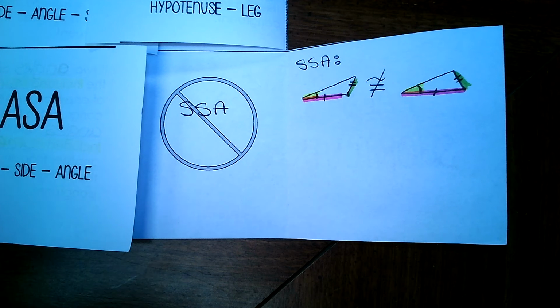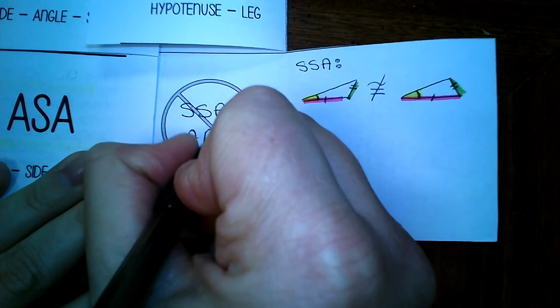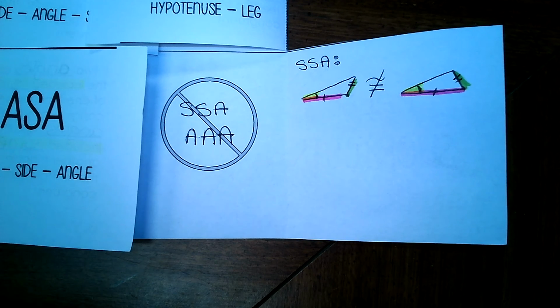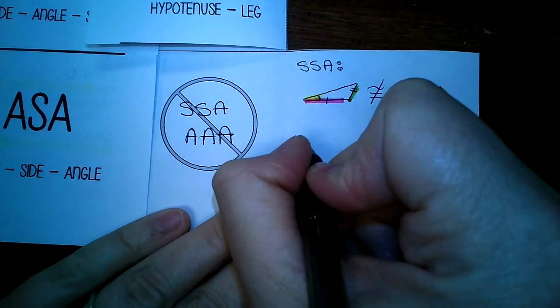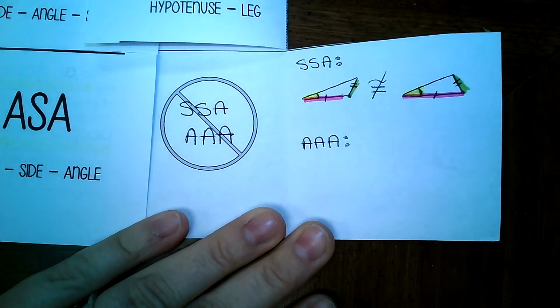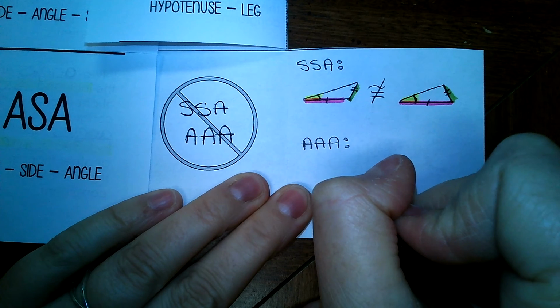Not at all. Okay. Another one that students frequently confuse is AAA. AAA would stand for angle, angle, angle. So let's take a look at that. I'm going to make a really simple picture this time. Angle, angle, angle. Here we go. I could draw a fairly small triangle.